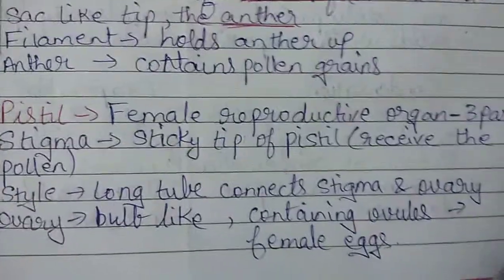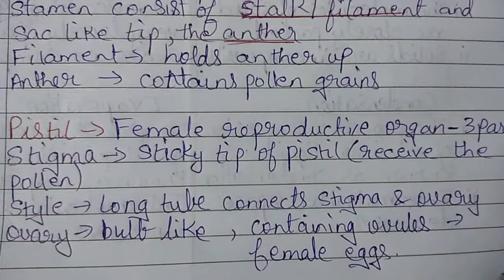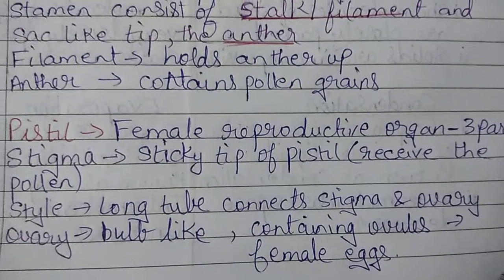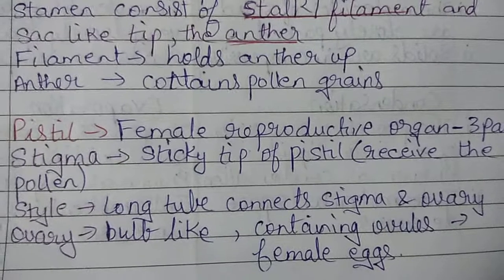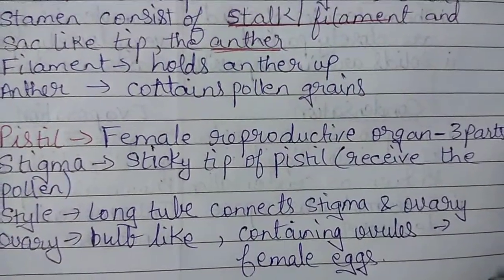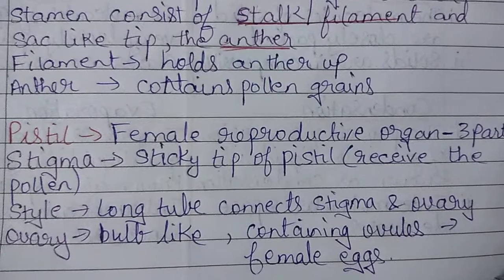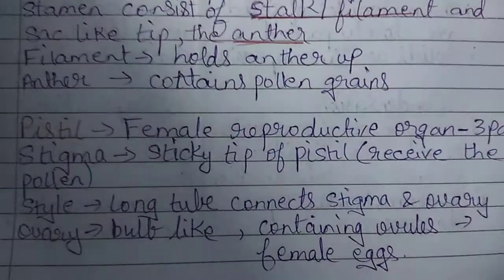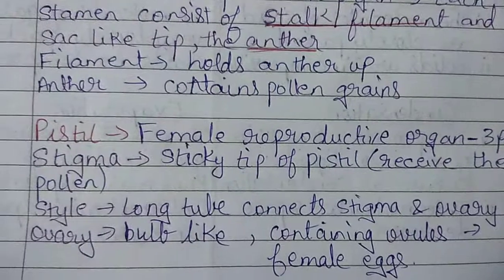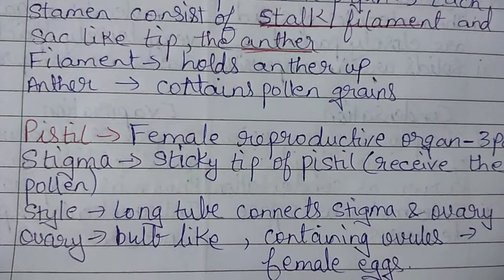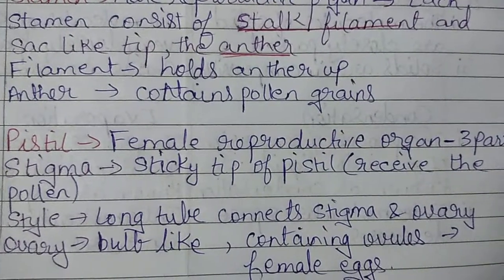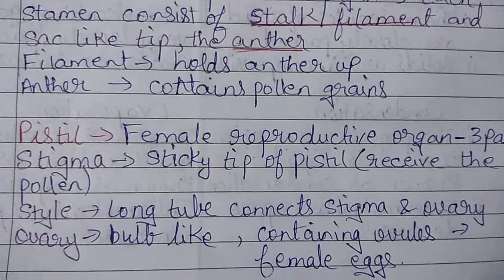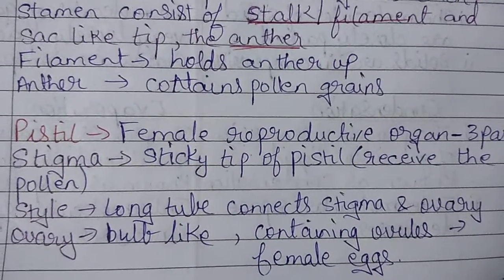Then the pistil, the fourth part of the flower, is the female reproductive organ. Stamen was the male reproductive organ; pistil is the female reproductive organ. It has three parts: stigma, style, and ovary. Now what is the role of the stigma? The stigma is the sticky tip of the pistil. It receives the pollen. I told you the anther contains pollen grains. Now these pollen grains are received by the stigma.